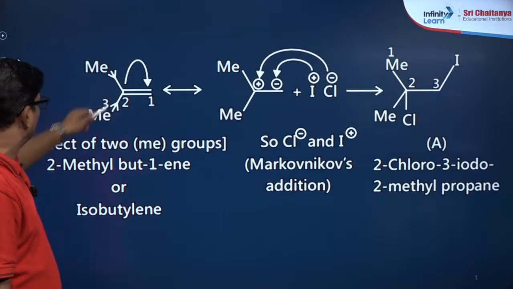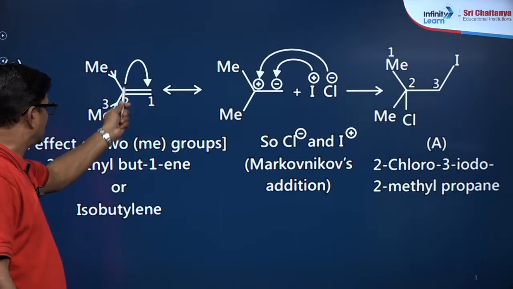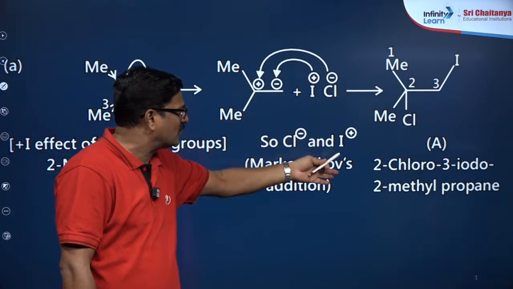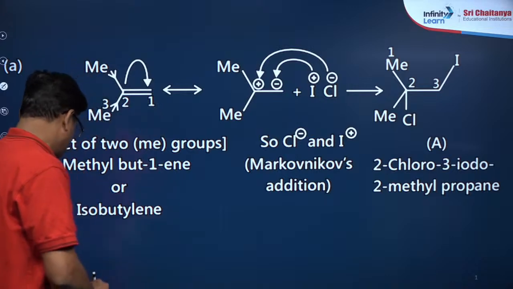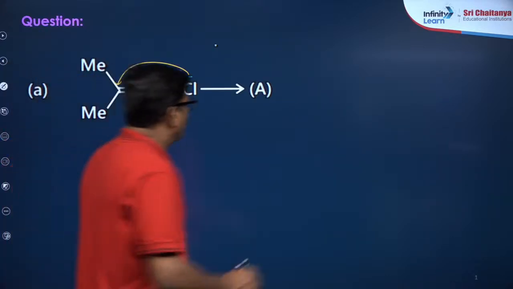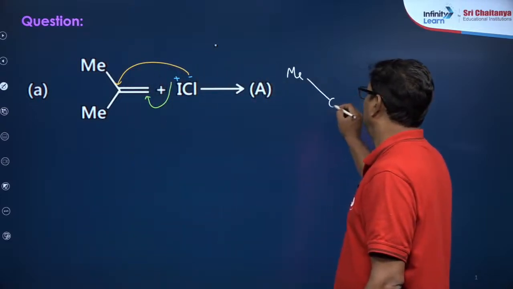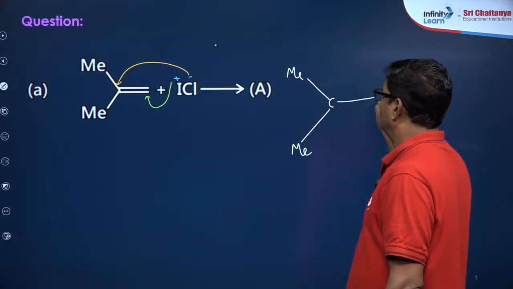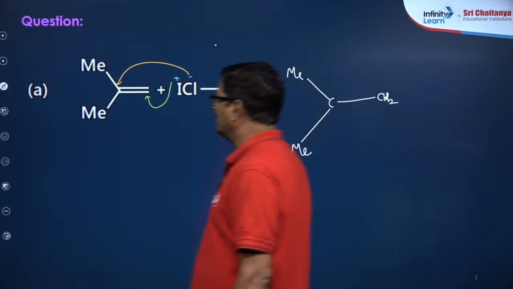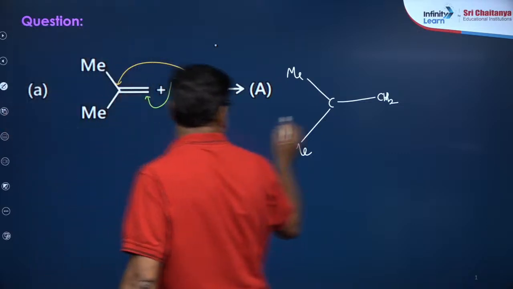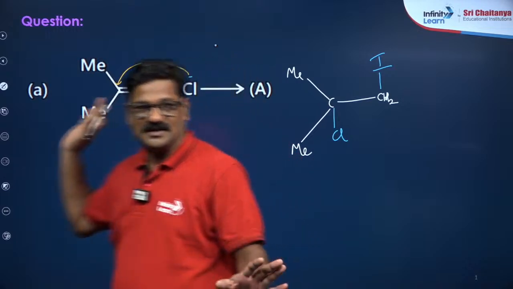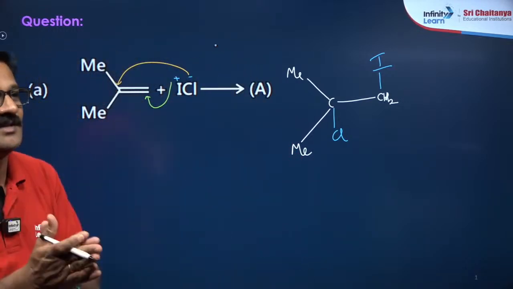So methyl group and methyl group give inductive effect, so that the pi bond can be shifted. So minus and plus, you simply use Markovnikov rule so that the same product is formed. So if you got confused here, you just look at this. I just want to give you the product as Me, CH2, iodine and chlorine. So chlorine will come here, iodine will come here. So this is the product. Clear? That's good, Ishita.